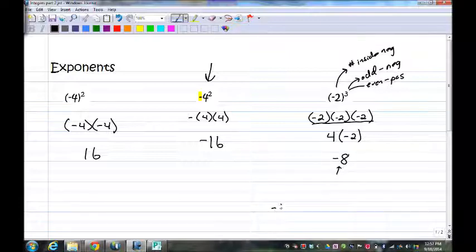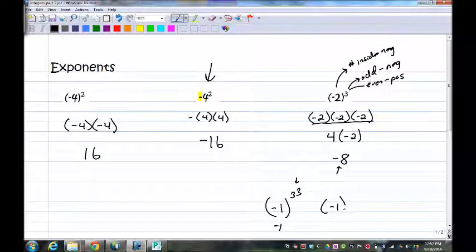If I had something like negative 1 raised to the 33rd power, well, you know that 1 times 1 times 1, no matter how many times you do it, it's still going to be 1. But you wouldn't have to multiply it out because you would say, oh, the exponent's odd. That means the answer is negative. If it was negative 1 to the 102nd, it's still going to be 1, but then your answer is going to be positive because it's an even exponent. That's just something useful to know.